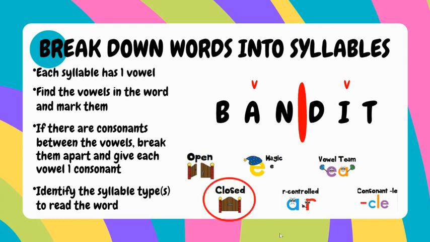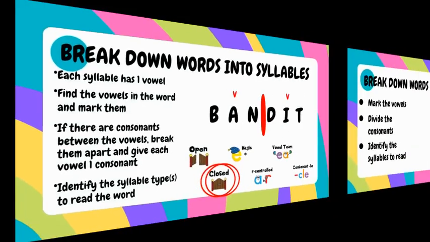You're right, it's a closed syllable. What about DIT? Is it an open syllable or closed syllable? You're right again. It's a closed syllable. So we have two closed syllables, which represents bandit. Bandit. So our scholars would be better able to read this if they knew those rules.